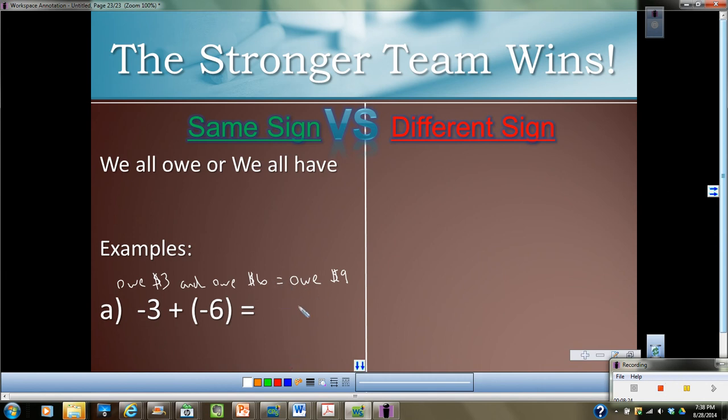Well, if we go back to the other page of the notes, owing money we know is a negative thing, and 9 is the value that we owe. So I owe $9. That's how you would translate that. Thus, -3 plus -6 is equal to -9. Owe 3, owe 6 means I owe $9. Okay, makes sense? Let's try a different one.